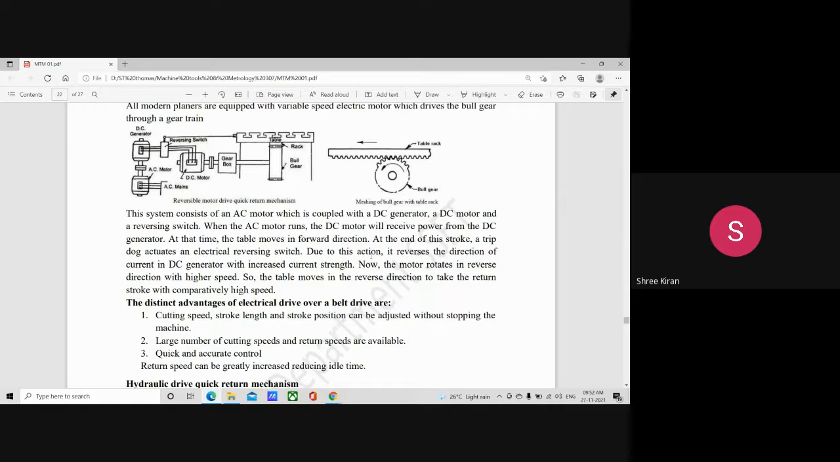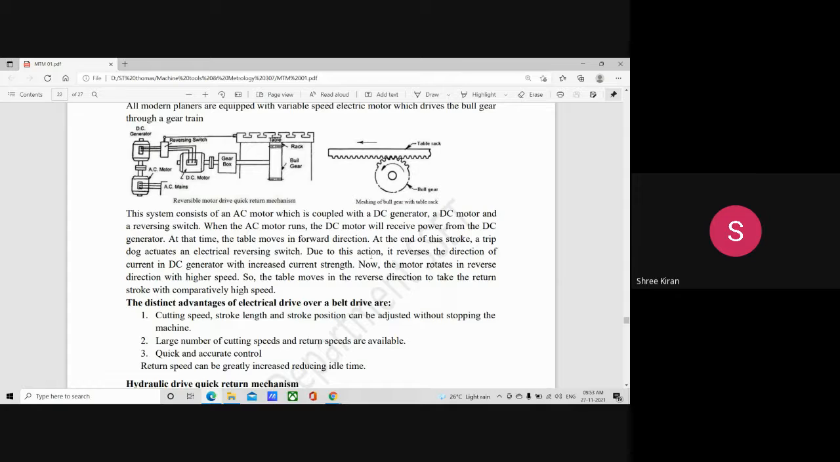Now the distinct advantages of electrical drive over a belt drive are these: the cutting speed, stroke length and stroke position can be adjusted without stopping the machine. A large number of cutting speeds and return speeds are available. There is quick and accurate control, and the return speed can be greatly increased, reducing the idle time.